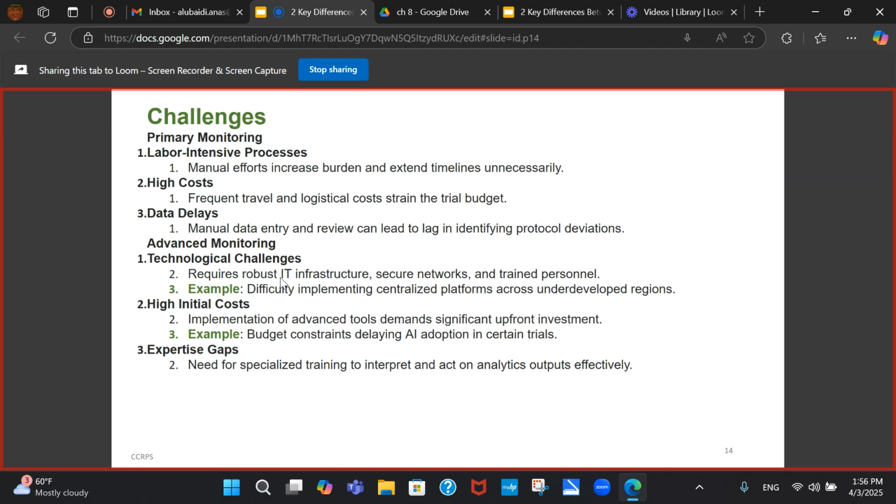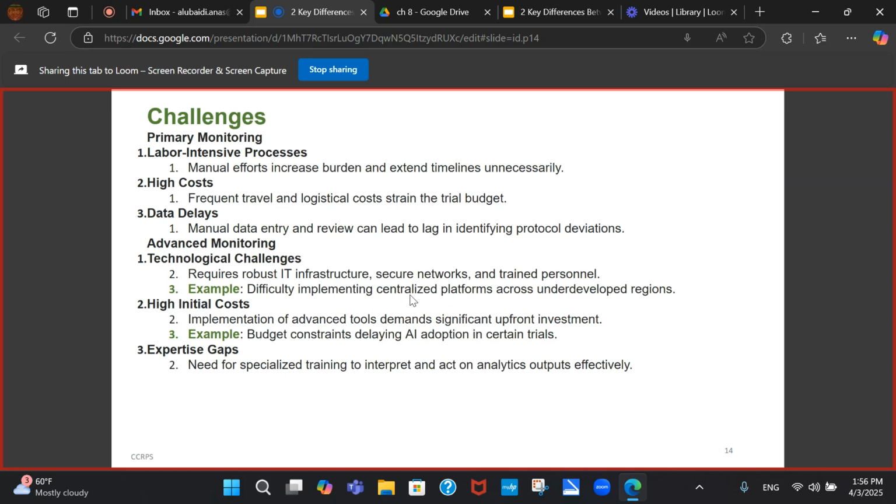Example, difficulty implementing centralized platforms across underdeveloped regions, especially when we are conducting global international trials, so multiple multinational sites and locations, and some of these locations are in underdeveloped regions. You have internet connection problems and all of that, securing the network and all of that. So difficulty in implementing centralized platforms.